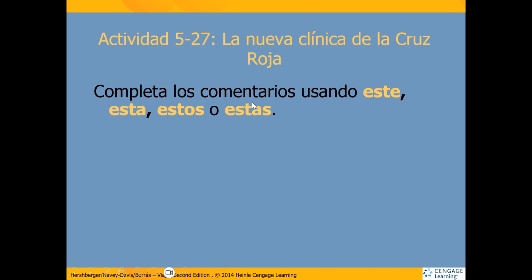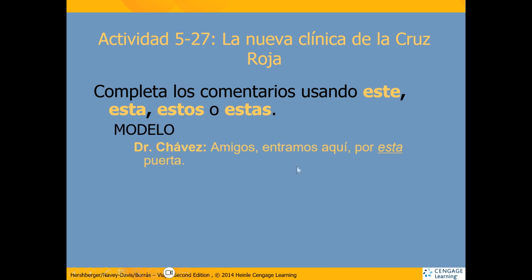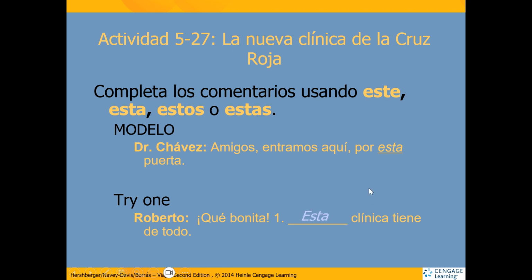Now we're going to look at some examples. Esta, estos, estas. El doctor Chávez says, amigos, entramos aquí por esta puerta. Notice esta is referring to puerta, this door. And it's feminine because the noun puerta is feminine. You try one. Qué bonita. Clínica tiene de todo. It is beautiful. This clinic has everything. Which adjective in Spanish is it? Definitely esta clínica tiene de todo, because we're saying this clinic has everything.